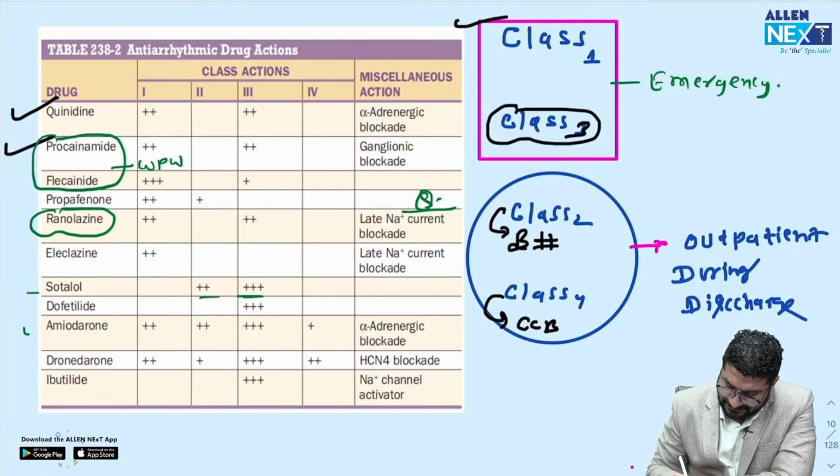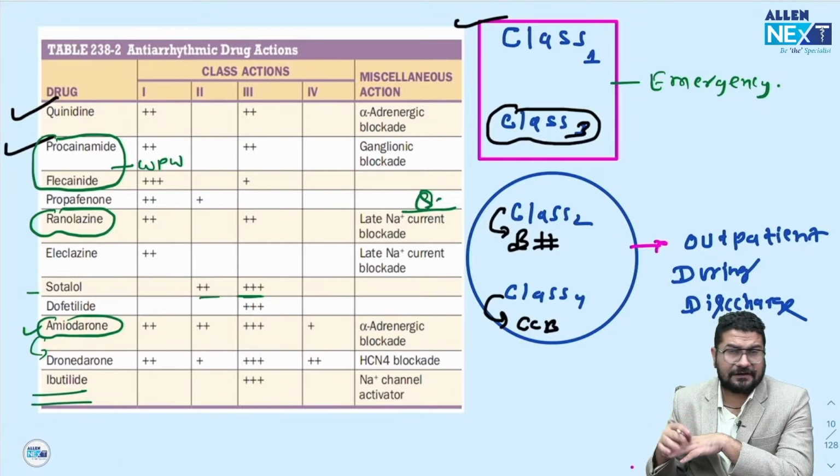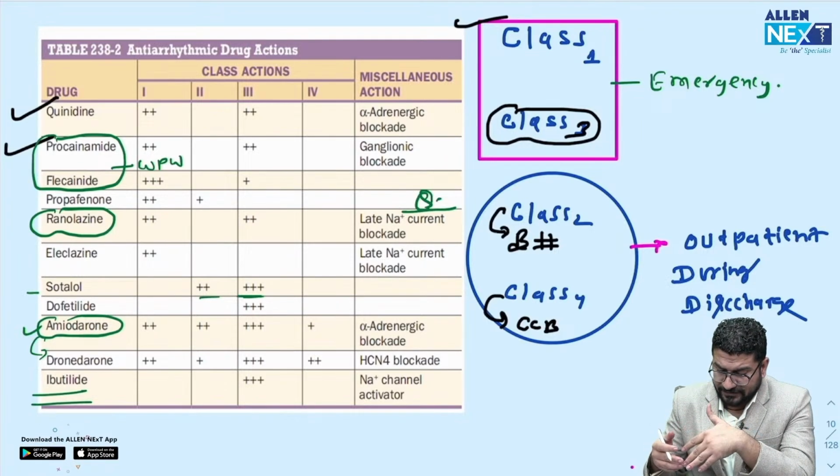The most common antiarrhythmic drug for emergency is amiodarone. The congener of amiodarone is dronedarone. And nowadays, we prefer ibutilide because it is considered relatively more safe. Even for atrial fibrillation, we prefer ibutilide.